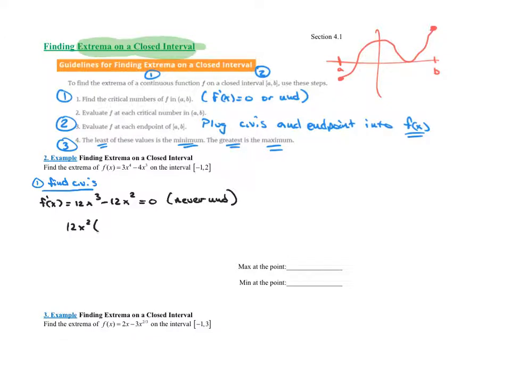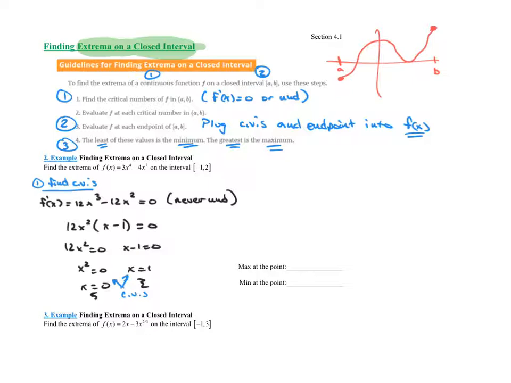If I factor out a 12x squared, 12x cubed divided by 12x squared would just be an x, and 12x squared divided by 12x squared would be a 1. So we set that equal to 0. Now we set each one of those terms equal to 0. 12x squared equal to 0. Divide both sides by 12, I have x squared equals 0. Take the square root, I end up with x equals 0. The other one, I have x minus 1 equals 0. Add 1 to both sides and I get x equals 1. So these right here are my CVs, my critical values, what they call critical numbers.